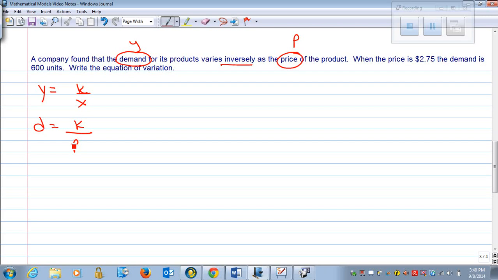When the price is $2.75, the demand is 600. We want the equation of variation, so we have to find k. So this is step 1. Step 2, find k.